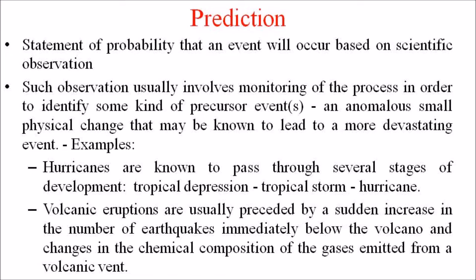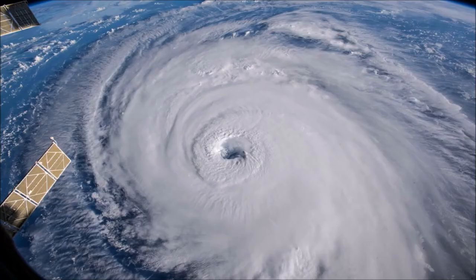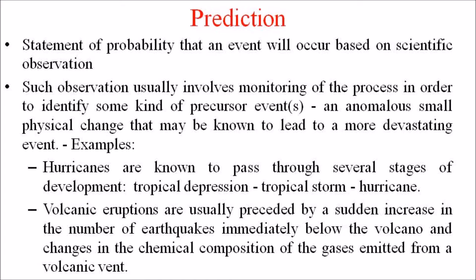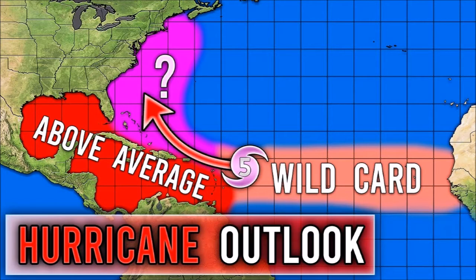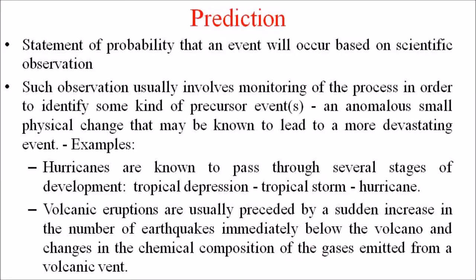Hurricanes, for example, are known to pass through several stages of development: a tropical depression, tropical storm, and finally the formation of hurricane. Once a tropical depression is identified, monitoring allows meteorologists to predict how long the development will take and the eventual path of the particular storm.